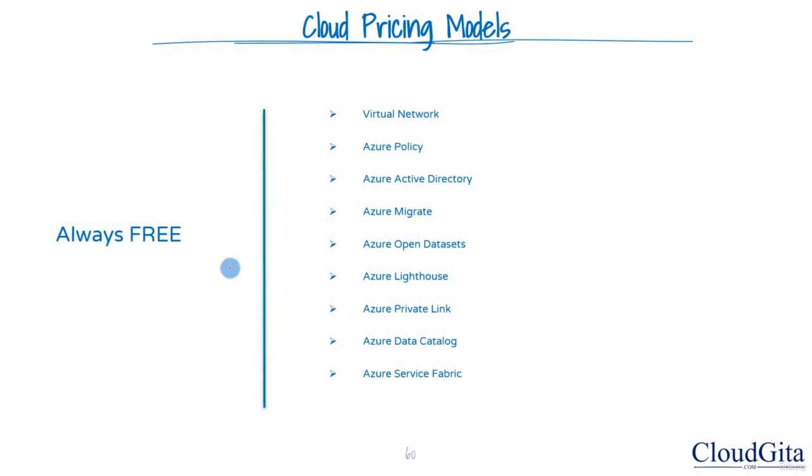So let's talk about some of the major pricing models we have in Azure. For example, we have the free tier. That means there are some services provided by Azure which are always free, no matter how much you use them. For example, you have virtual network. You can create as many virtual networks as you want, and it is always going to be free. You can use Azure Policy, so you can create rules around your different Azure resources, and it is always free. You can create and manage users using Azure Active Directory, and this is free. I mean, it has a premium version which is paid, but in general, Azure Active Directory is free. Similarly, you have Migrate service, you have Lighthouse, Catalog, and so on.